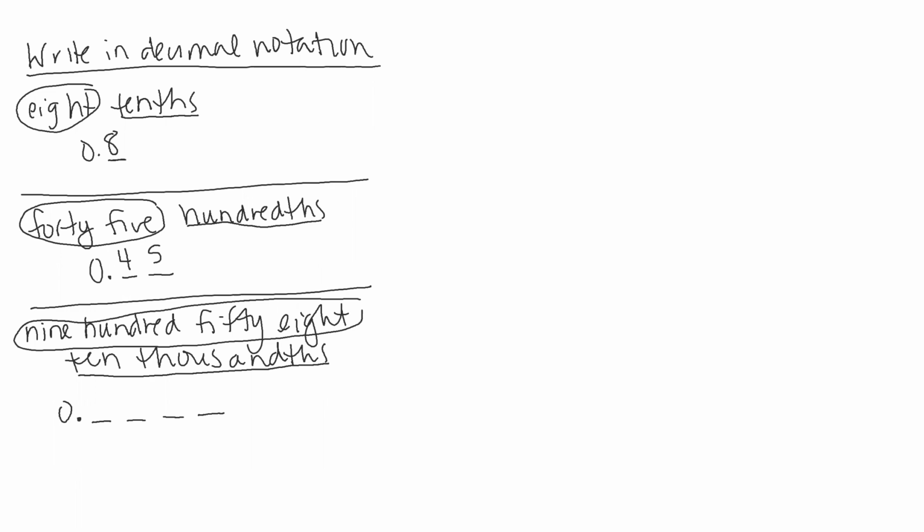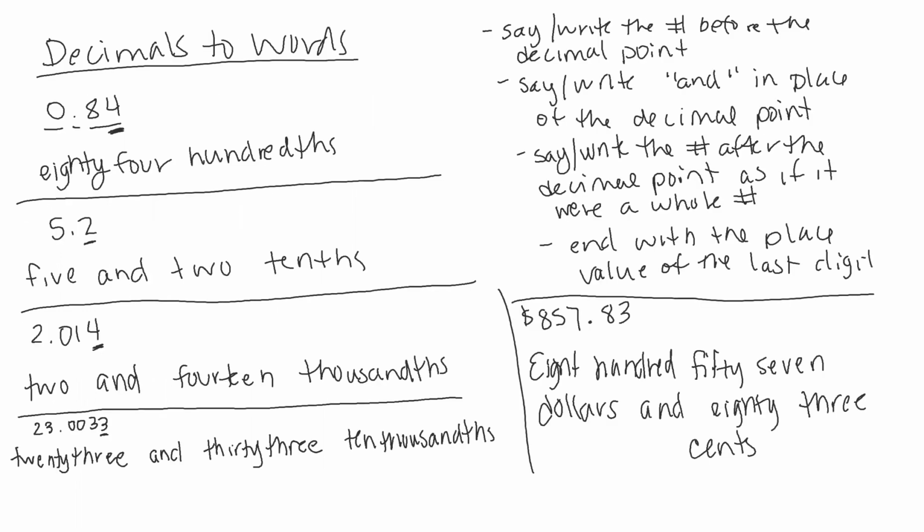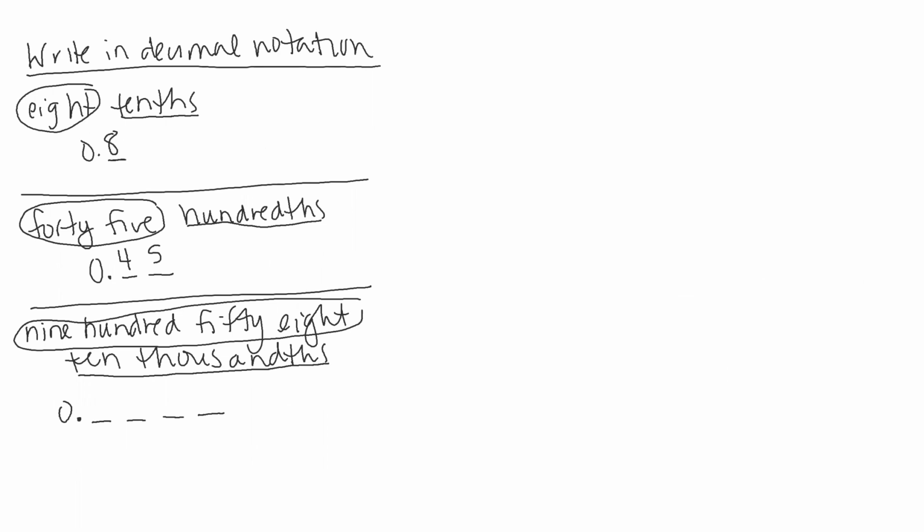But remember, if we go back a slide, when we're saying numbers out or writing out numbers, you always end with the place value of the last digit. So when we see this 10,000ths, that is the last digit. So 958 has to go all the way at the end here. And what do you think I put in this first spot between the decimal point and the 9? Well, just a 0. So always remember the place value indicates the location of the very last digit. So 958, the last digit's 8. 8 has to be in the 10,000th place.